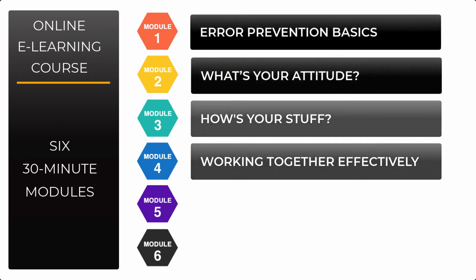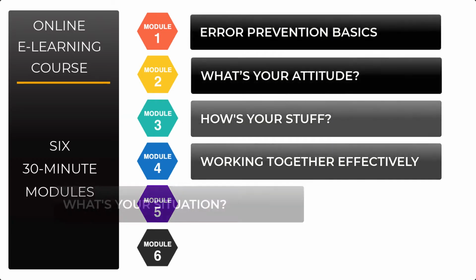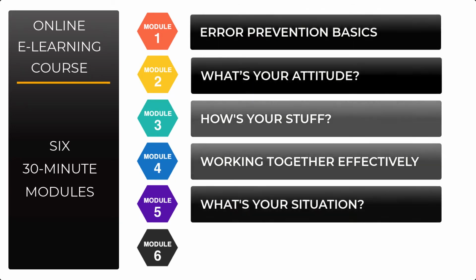Module 4, Working together effectively. In this module, you will learn about personality and team traits that affect how people work together, as well as how to make communications effective to facilitate team performance. Module 5, What's your situation? Many of the traps lead to loss of situational awareness, so you will learn how to maintain peak awareness, how to realize when you have lost awareness, and how to recover it if your awareness is diminished.